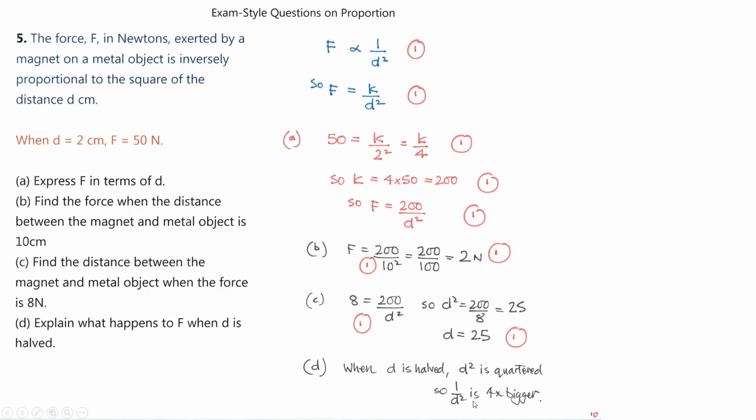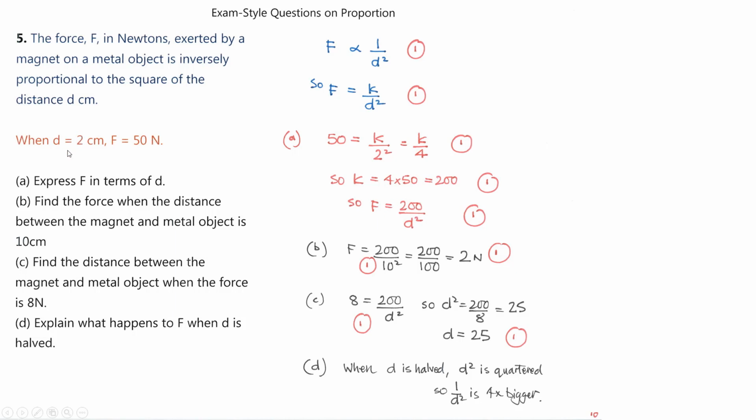If that doesn't make sense to you, go back to one of these things here. Now, it says, what happens to f when d is halved? Well, let's take an example. In the original example, d is 2 and f was 50. So you know that when d is 2, f is 50, and that works out in this formula here.